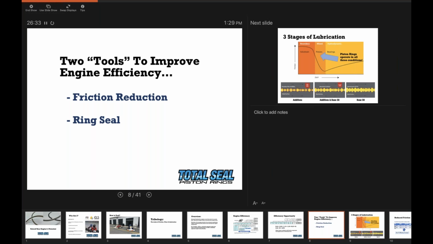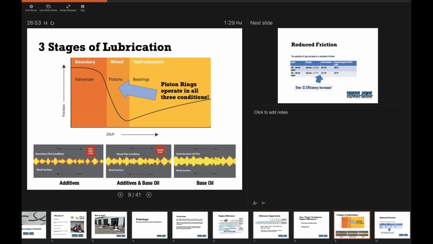But really those are the tools that we're trying to deploy here in order to increase efficiency. We want to reduce friction and we want to improve ring seal. And if we can do those two things, we're going to improve the efficiency of the engine. And that's how we look at it.